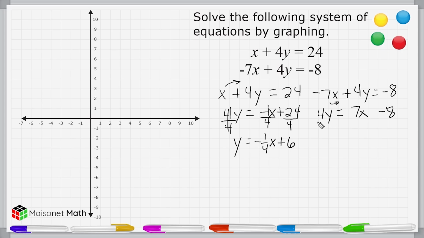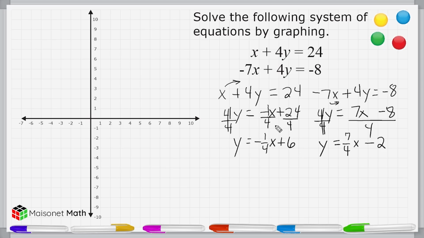Now what we have to do is divide both sides of our equation by the coefficient of 4. So 4 divided by 4 is 1y, which is what we're trying to accomplish. And here we have 7 divided by 4, which we're going to leave as an improper fraction, 7/4 x. And then we're going to take -8 and divide that by positive 4, which is -2. All right, now we have these two equations in a form that we can easily graph.